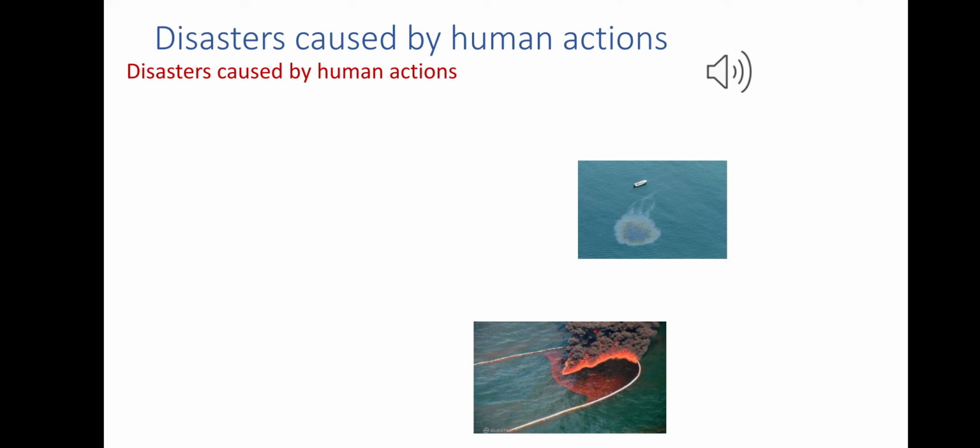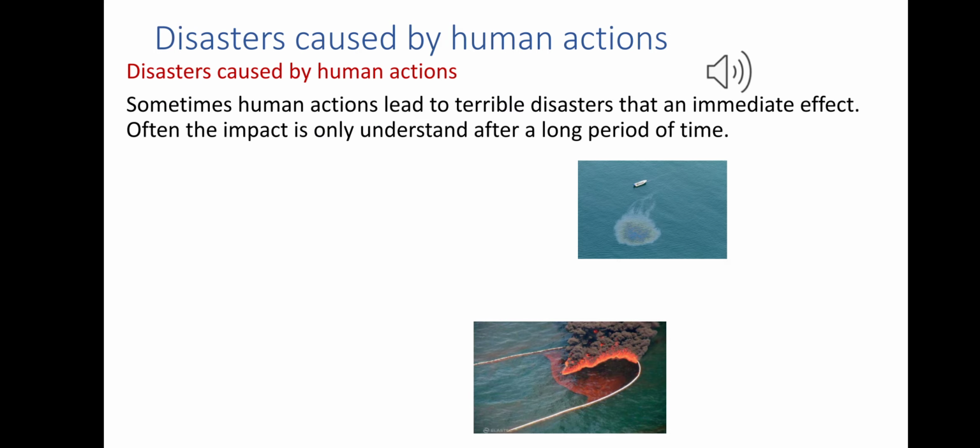Now we will discuss disasters caused by human actions. Those were the natural disasters. Now we discuss the disasters caused by human actions, that means man-made disasters. Sometimes human actions lead to terrible disasters that have an immediate effect. Often the impact is only understood after long periods of time.